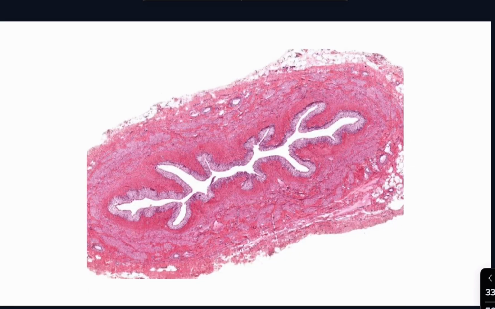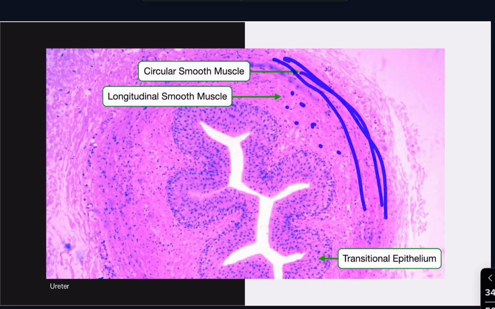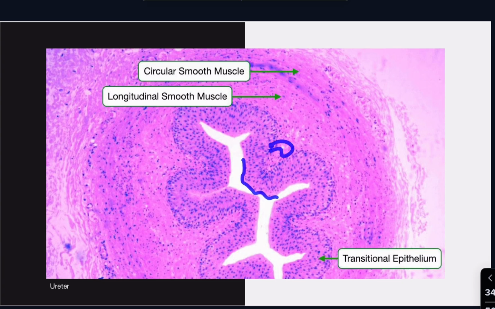Okay, we can see another image on this next H&E stain slide, which is going to show our nice longitudinal smooth muscle layers, and then our circular smooth muscle layers. We can see that transitional epithelium, supported by the lamina propria.